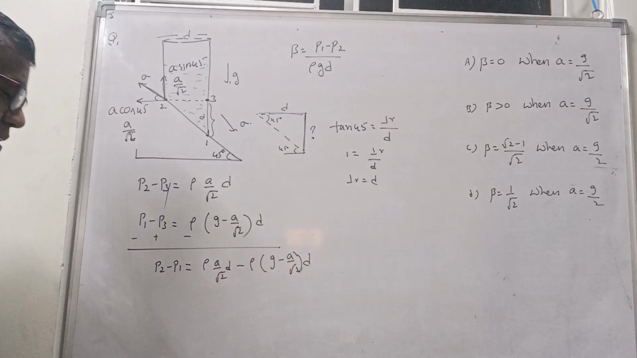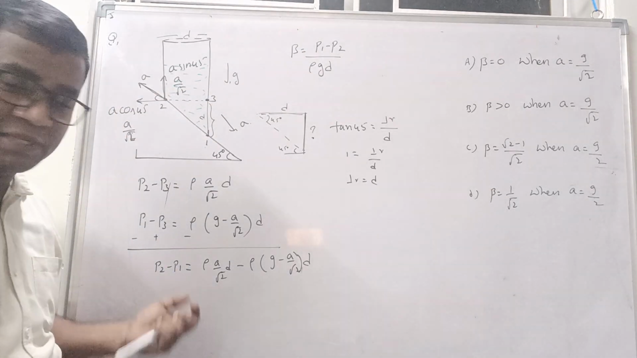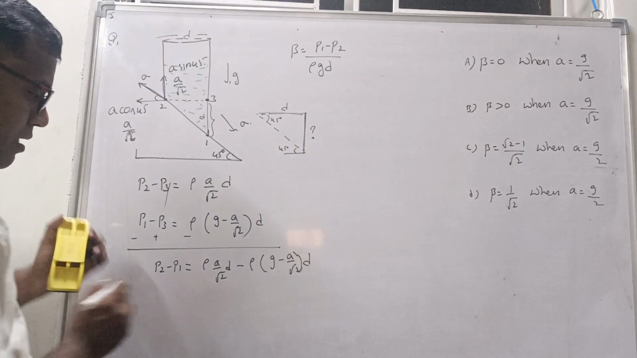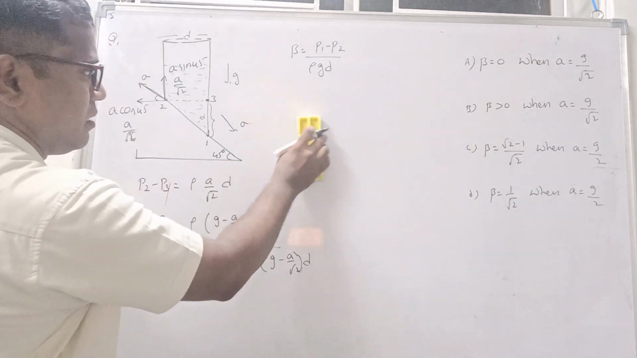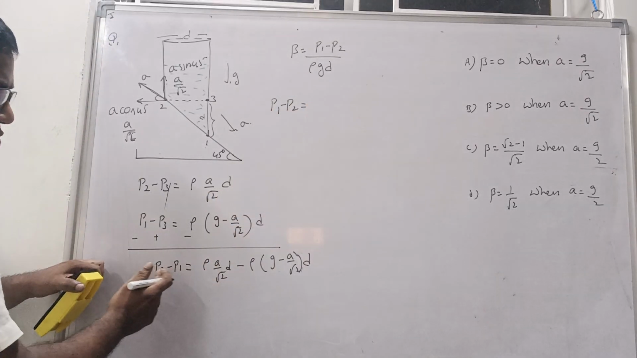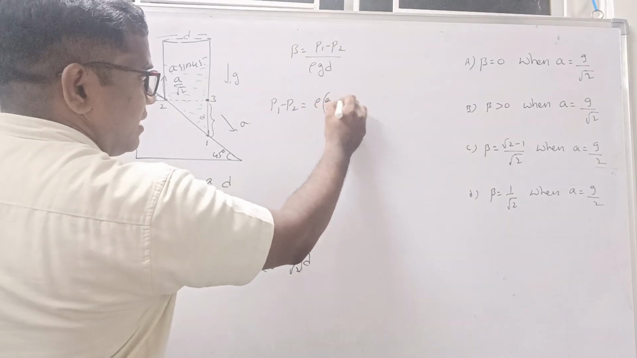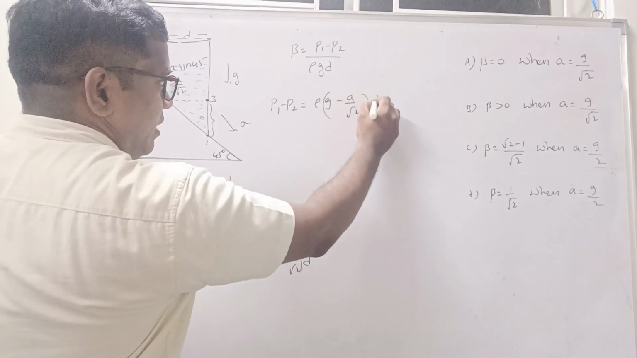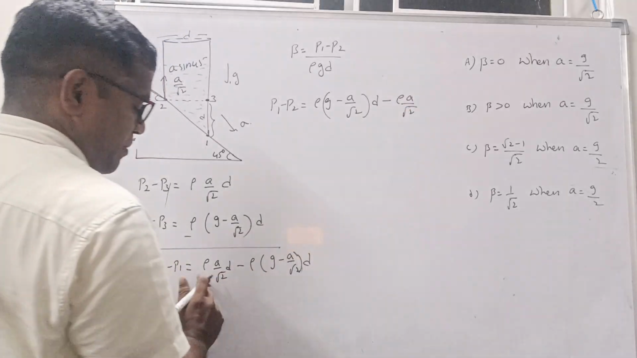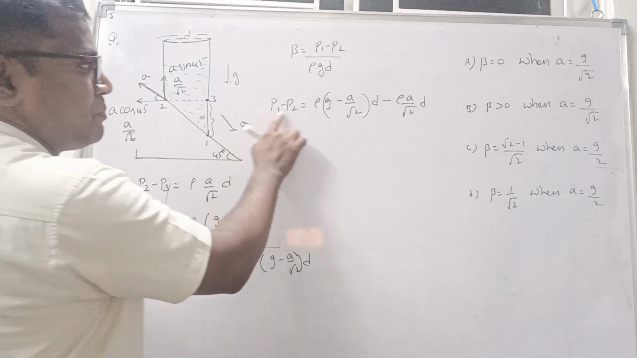But in the question, what is given? Beta is equal to P1 minus P2. So I will try to find the expression in terms of P1 minus P2. Here we will see, P1 minus P2 is equal to rho G minus A by root 2 into D minus rho A by root 2 into D. Am I clear? So P1 minus P2 I got.